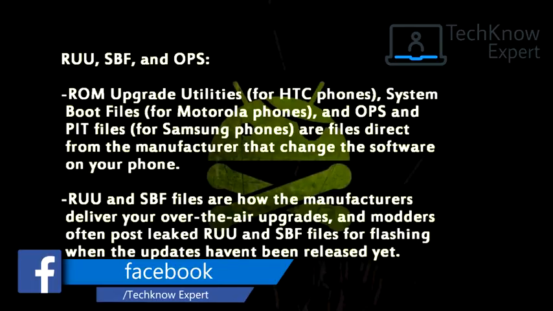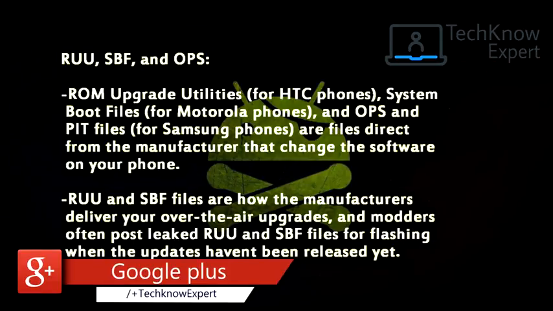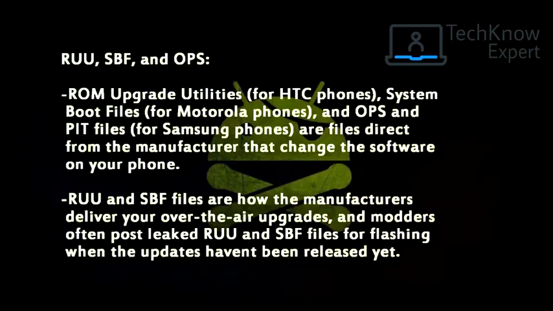RUU, SBF and OPS. ROM upgrade utilities for HTC phones, system boot files for Motorola mobile phones, and OPS and PIT files for Samsung phones are files direct from the manufacturer that change the software on your phone. RUU and SBF files are how the manufacturers deliver you over-the-air updates, and modders often post leaked RUU and SBF files for flashing when the updates haven't been released yet. They are also handy when downgrading your phone.